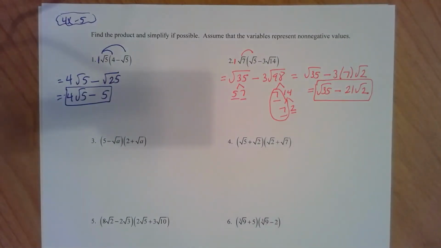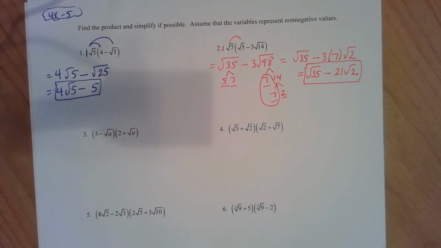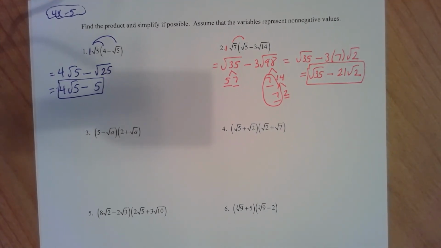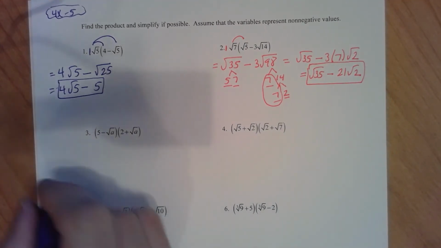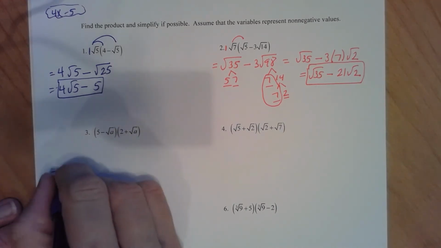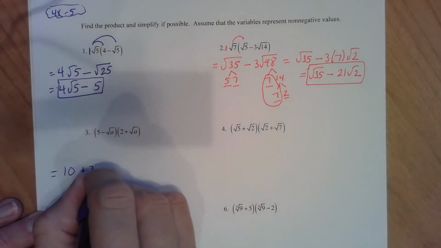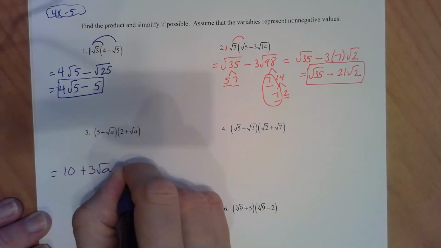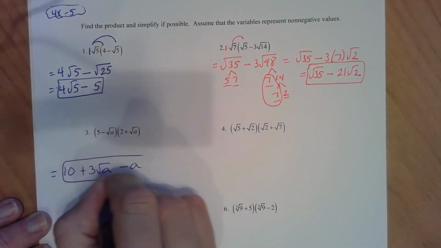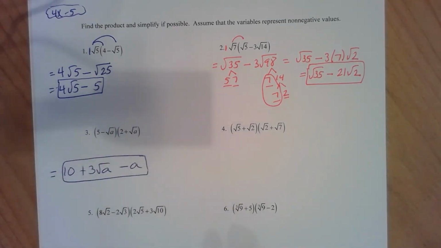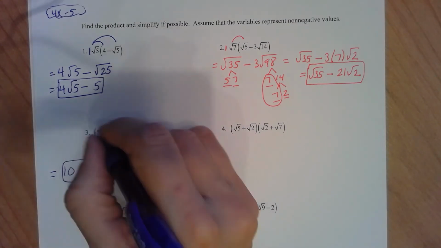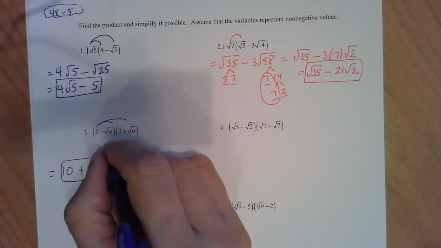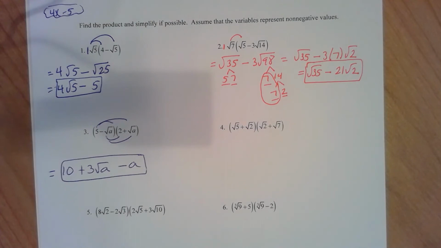So be careful. You can multiply radicals as long as the index is the same. But if you want to add or subtract, you have to have like radicals. So I'm going to let you do number 3, but I'll give you the answer. The answer would be 10 plus 3 square root of a minus a. So make sure you can get to that answer by just multiplying the 5 times the 2, 5 times the square root of a, and the inner as well.